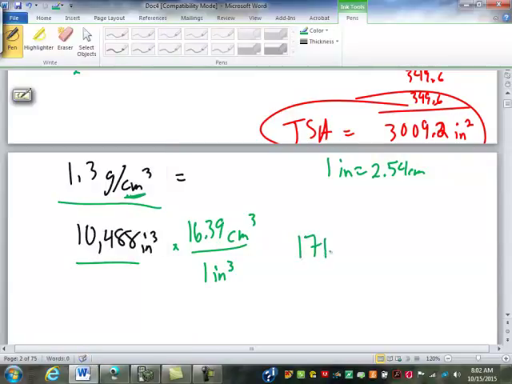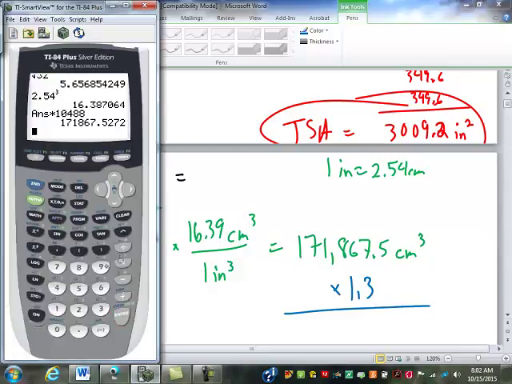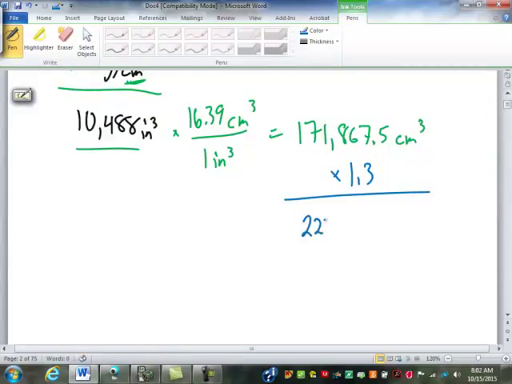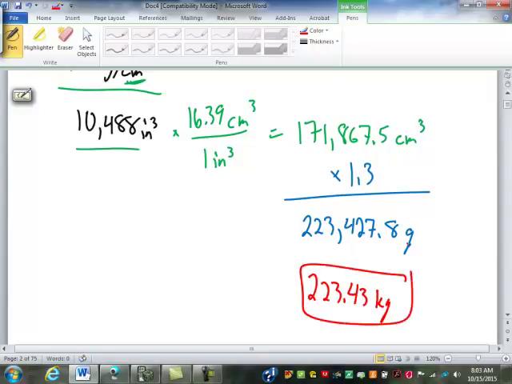$171,867.5 cubic centimeters. Now I'm going to multiply that times the 1.3 grams per cubic centimeter. Gives us 223,427.8 grams, or most likely change to 223.43 kilograms.